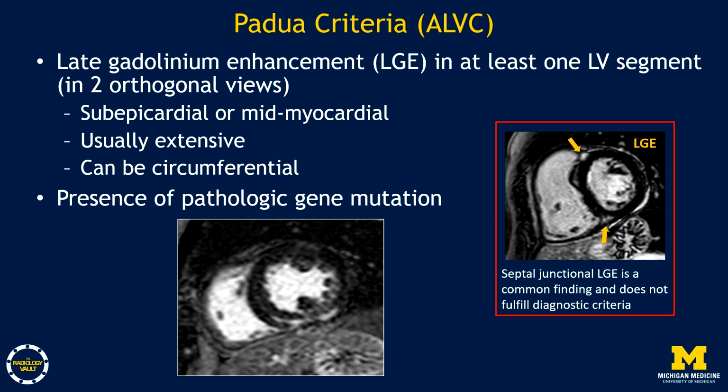One key criterion is identifying late gadolinium enhancement in at least one LV segment, along with a pathogenic gene mutation. The enhancement should be subepicardial or mid-myocardial. It is often extensive and potentially circumferential. It is important to note that septal junctional enhancement is common and doesn't meet the criteria. Typically, the LV size is normal to somewhat reduced.